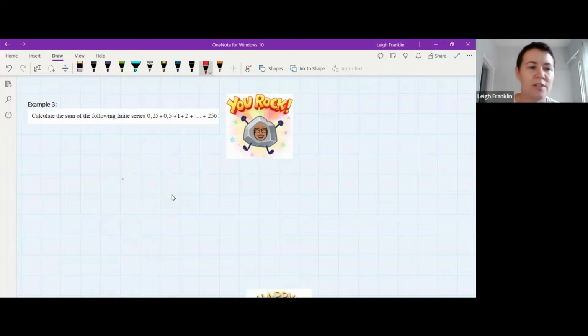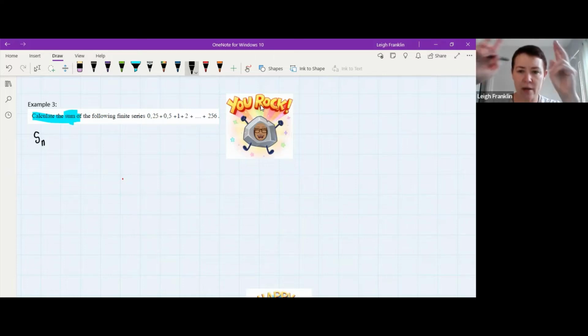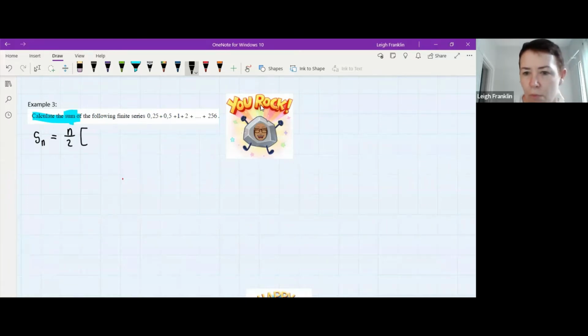The next thing that we have to ask ourselves is what are they actually asking us to do? This question says calculate the sum. So in other words, they want us to calculate Sn. But there is a problem. Can anybody tell me what the problem is? We don't know the amount of terms there are in the sequence. Exactly. Brilliant. Who was that who just spoke? Khotatso. Khotatso, that was perfect.